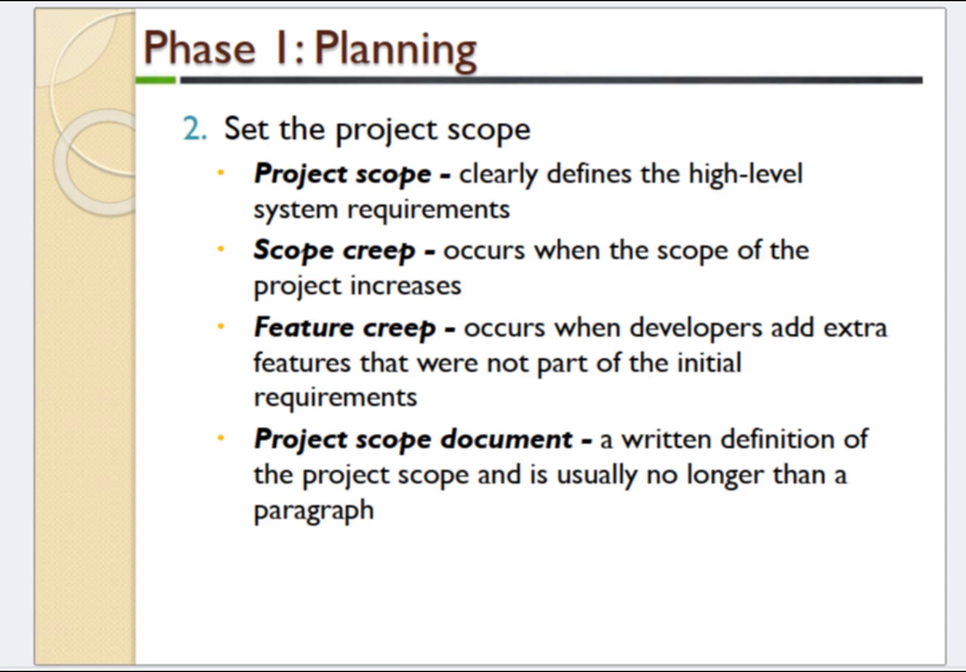2. Phase 1. Planning. Set the project scope. Project scope clearly defines the high-level system requirements. Scope creep occurs when the scope of the project increases. Feature creep occurs when developers add extra features that were not part of the initial requirements. Project scope document: a written definition of the project scope, usually no longer than a paragraph.